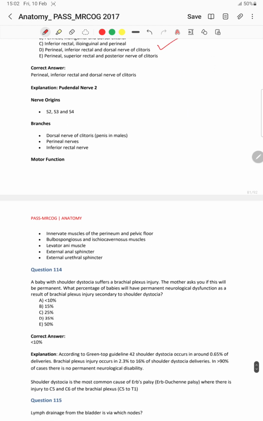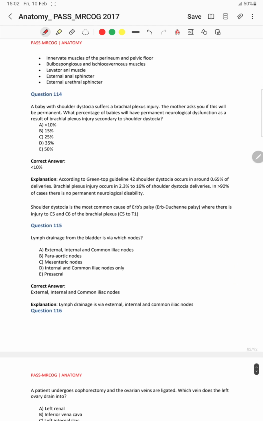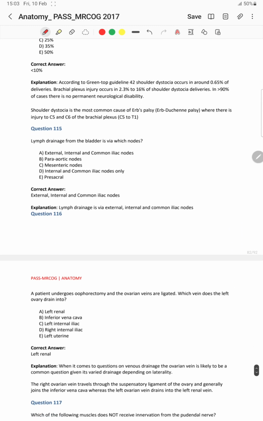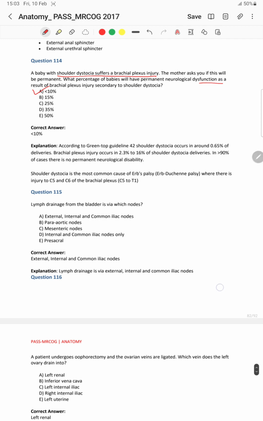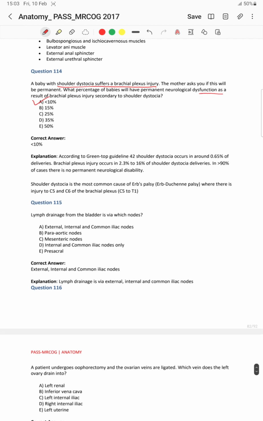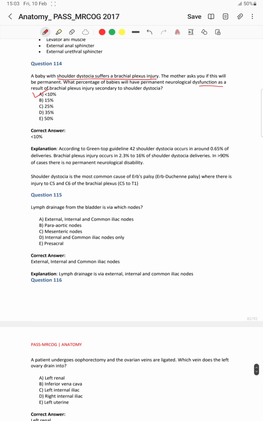Okay. And question number 114. A baby with shoulder dystocia suffers a brachial plexus injury, and the mother asks you if it will be permanent. What percentage of the babies will have permanent neurological dysfunction as a result of the brachial plexus injury secondary to shoulder dystocia? It is less than 10%. So it is good news that in many shoulder dystocia babies, most of them get this palsy. But the good news is that there is less than 10% chance that it becomes permanent.